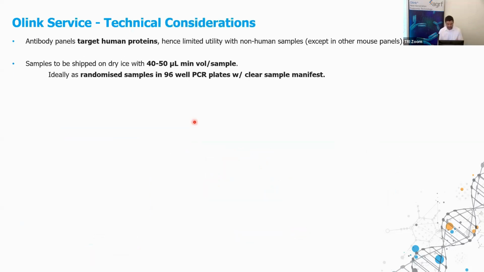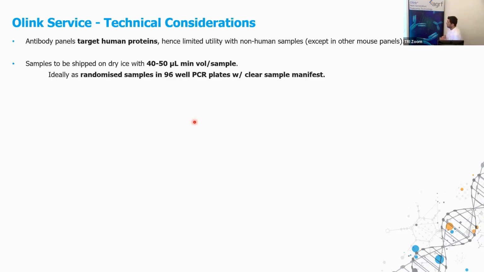There are also a number of technical considerations that we can discuss. I don't want to dwell too much on this, but we can discuss the technical considerations specific to your projects. But broadly, I should mention that the antibody panels target human proteins. There are two exceptions, in the sense that there's a Target 48 and a Target 96 panel which targets mouse proteins. But the broad proteomic offering from Olink is in human proteins, or there has been some utility in non-human primate animal models, but these are antibodies which are directed towards human proteins.